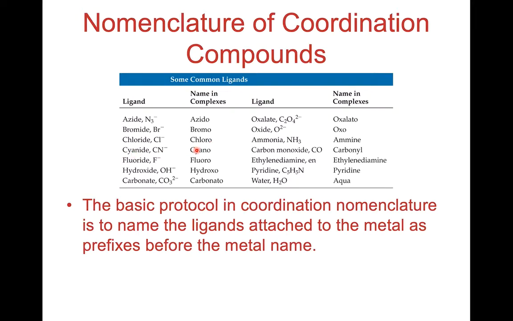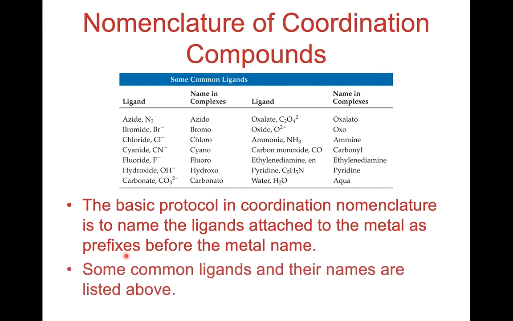Cyanide becomes cyano. The most common ones are ammonia, NH3, becomes amine. It gets this double M to distinguish it from any other amine that we could be talking about, AMMINE. Carbon monoxide, when it's a ligand, is carbonyl. And then finally, water, when it's a ligand, is aqua. So water attached to a metal center is an aqua ligand. Basic protocol here is going to be that we name the ligands attached to the metal as prefixes before the metal name. And some ligands, their common names and their systematic names for nomenclature are given above.